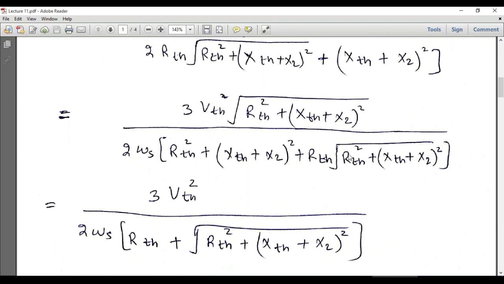And when we do this practice, that square root of R Thevenin square plus X Thevenin plus X2 square term will be cancelled out with the term which is taken as a common over here. And here we will get only the R Thevenin term, because this term is taken as common and it is cancelled with the term in the numerator.